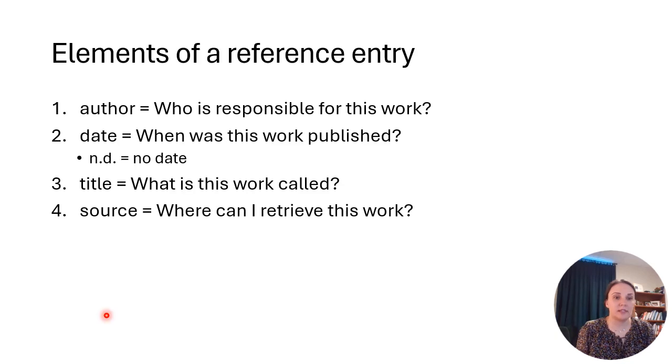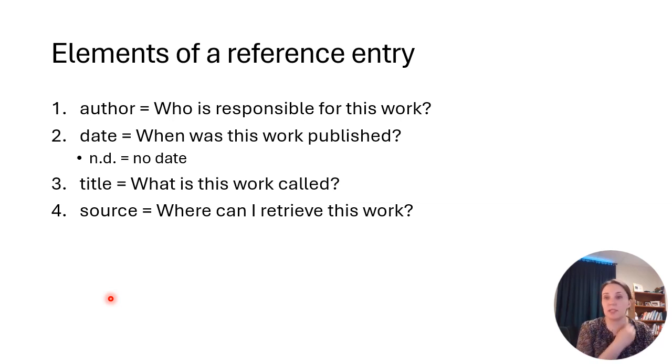All right, so back to those 4 elements of a reference entry. They were author, date, title, and source. Let's talk about those in more detail. So if you understand these 4 elements, that's going to help you create reference list entries yourself or check and verify the ones that you get from a citation creator or from a database that's automatically creating. So you can check these.